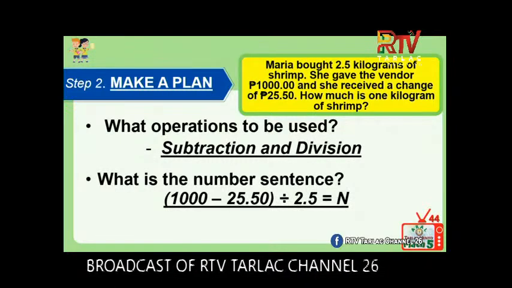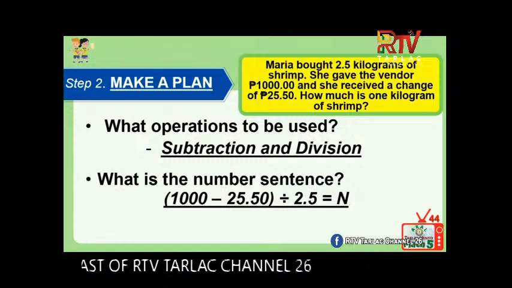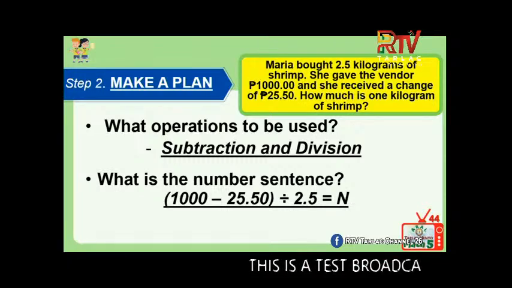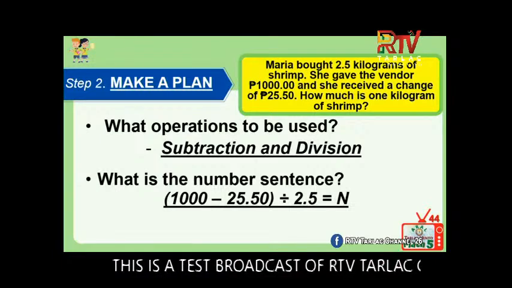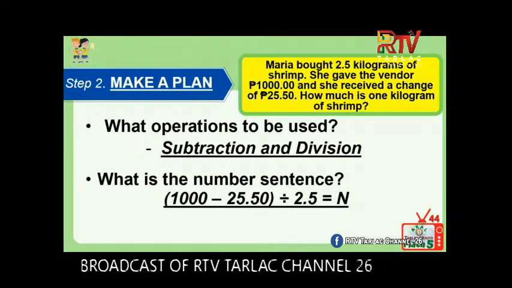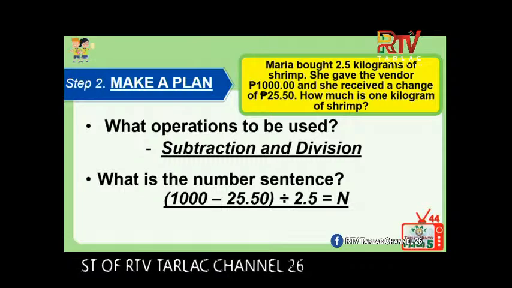1,000 minus 25.50, then the difference is to be divided by 2.5 equals n. If we are to write it in symbols, we need to use grouping symbol. Open parenthesis, 1,000 minus 25.50, close parenthesis, divided by 2.5 equals n.